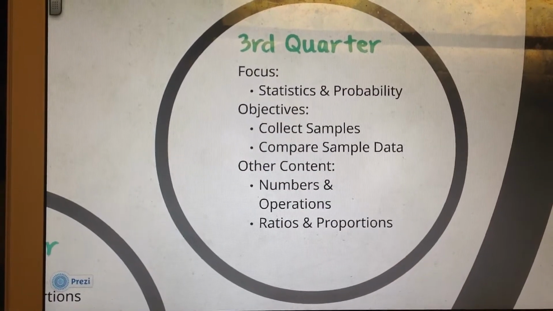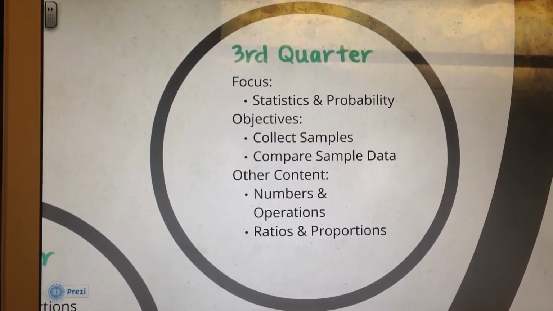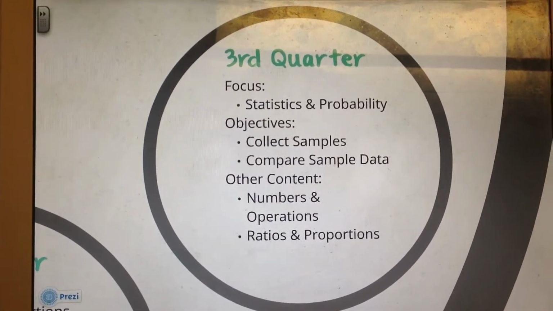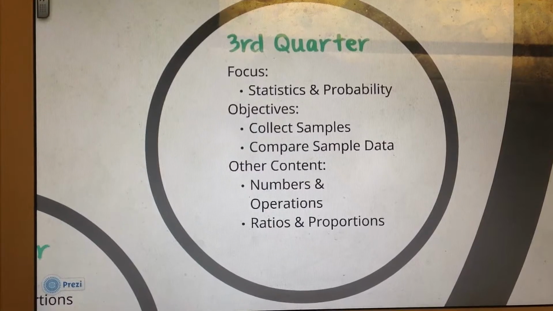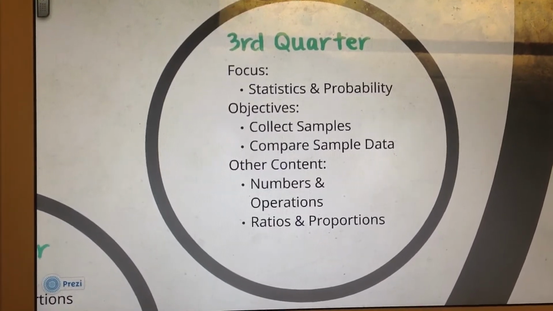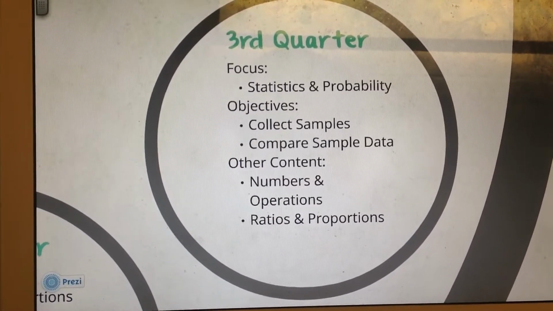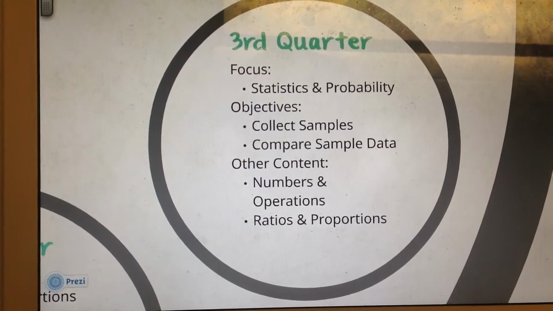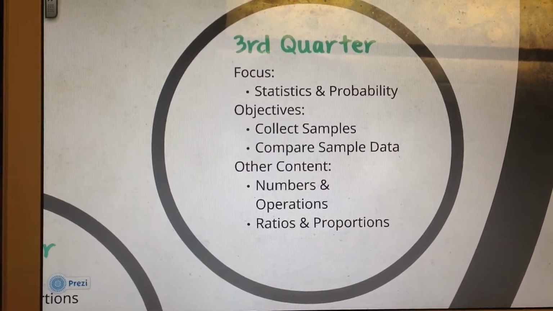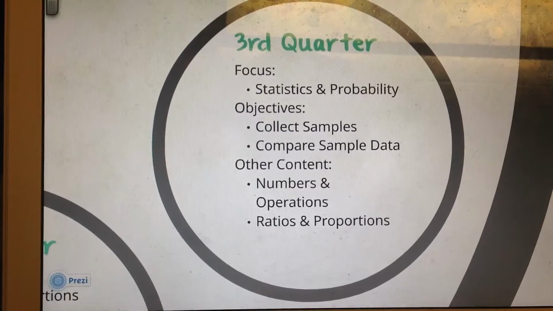For the third quarter, the focus is on statistics and probability, and the objectives are students will be able to conduct experiments and collect multiple same-size samples to compare and contrast. And students will be able to compare the 4 sample data with each other by using percentages, ratios, and fractions.